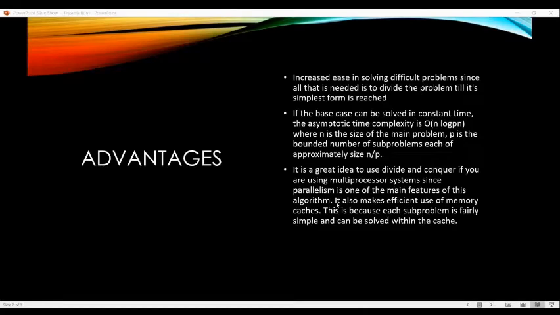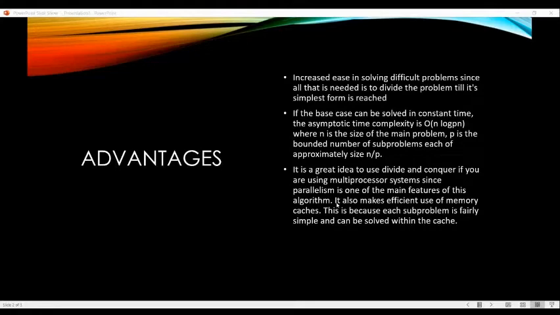There are many advantages of the divide and conquer algorithm. For example, there's an increased ease of solving difficult problems, since all you have to do is keep dividing the main problem into very simple subcases. These subcases are very simple and very basic. For example, in the binary search algorithm, the base case is seeing if the middle element or the current element is equal to the wanted element. So that just involves a simple comparison.